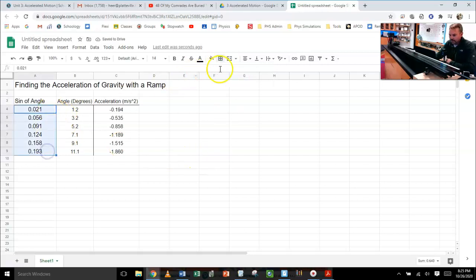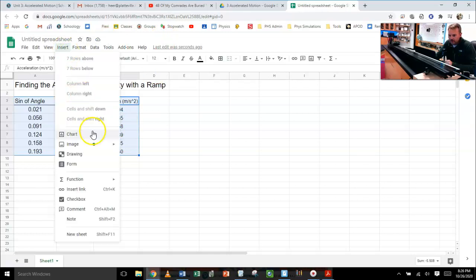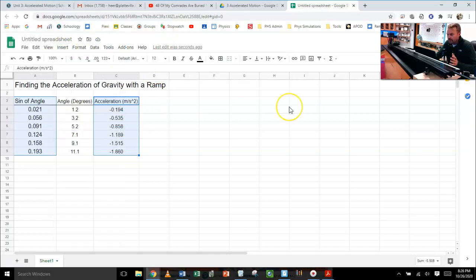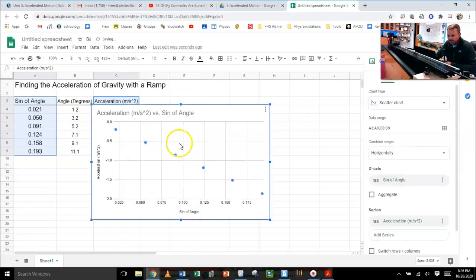Now I can graph these. Put one more line right here. I want to graph these as my x values and these as my y values. So what I'm going to do is highlight these, hold down the control key, and grab these so I can grab both of those. And I'm going to go insert chart. And we want to make sure that it's an x, y scatter chart. And I think that that's what it defaulted to.